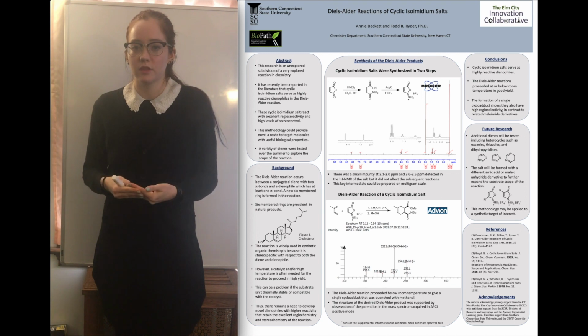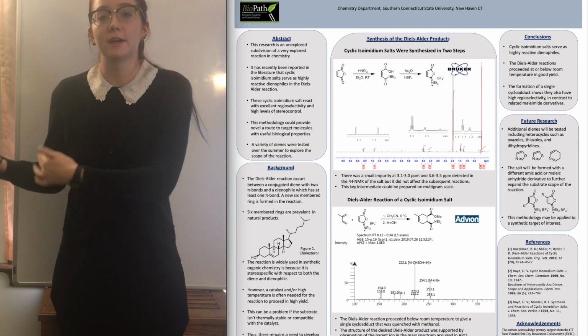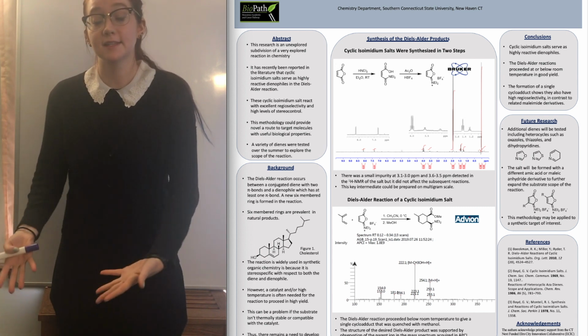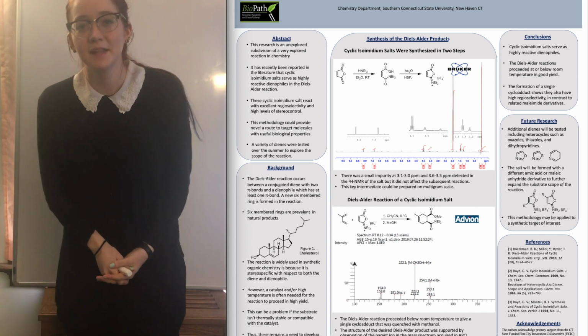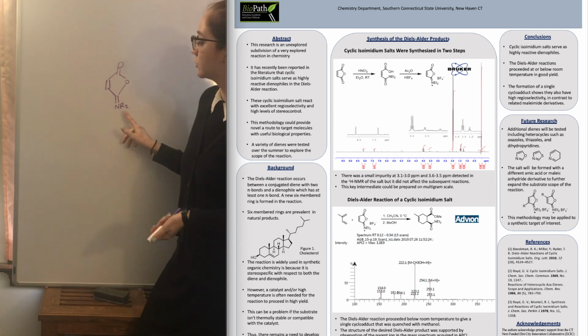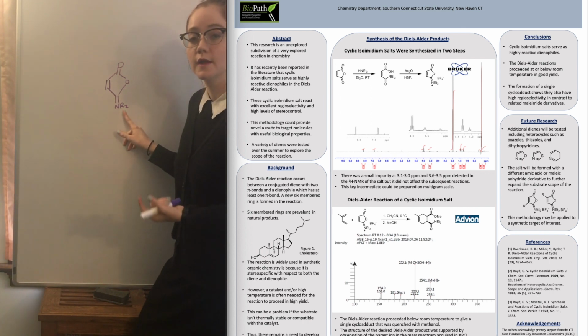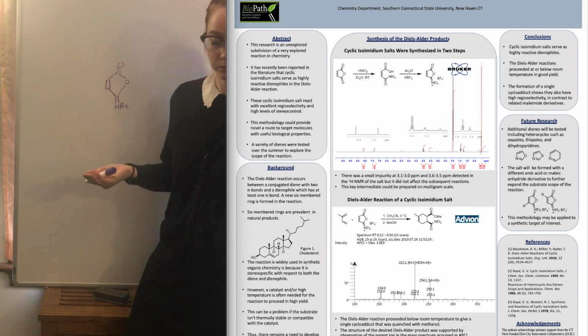So we need to come up with some different dienes and dienophiles that are maybe going to work a little bit better, at room temperature without a catalyst. That's where the cyclic isoimidium salt comes in. This is the general structure of a cyclic isoimidium salt. The R group does need to be symmetrical, so like 2 ethyls or 2 benzyls, it can't be a benzyl and an ethyl.